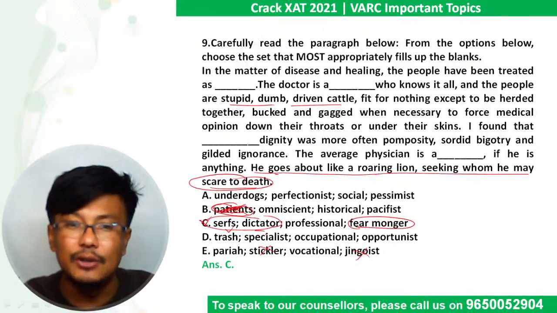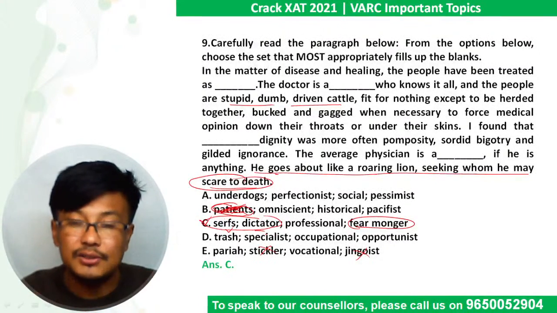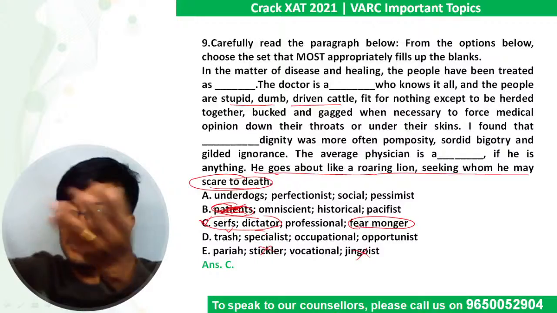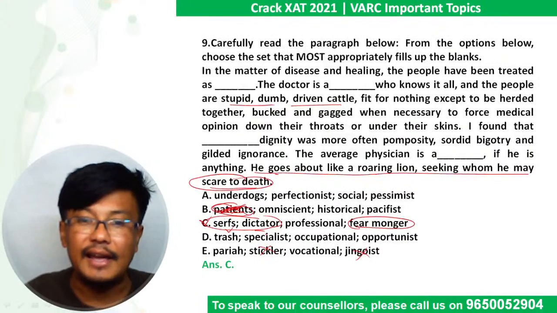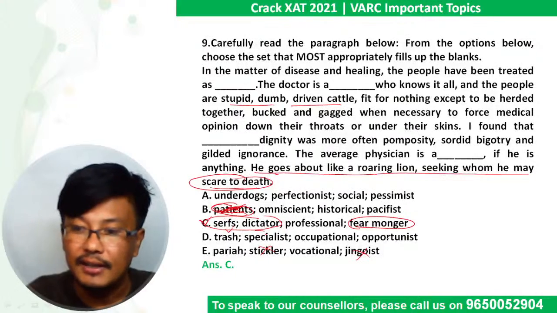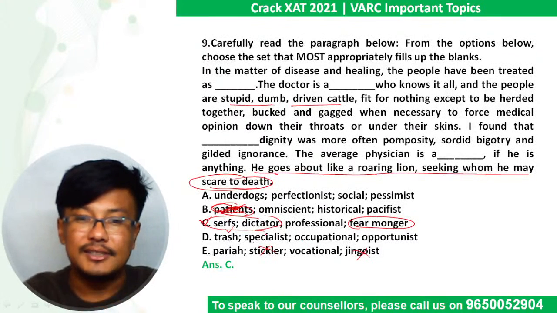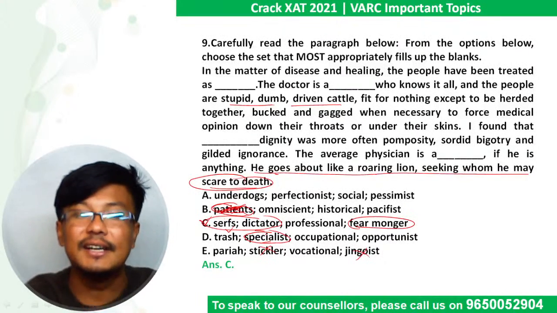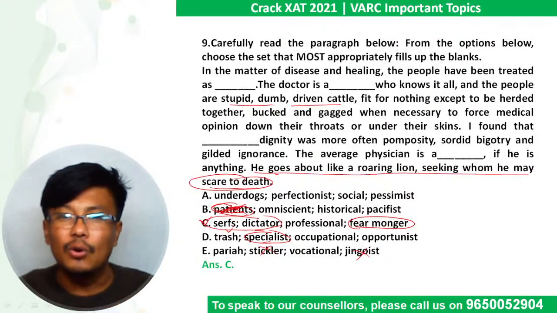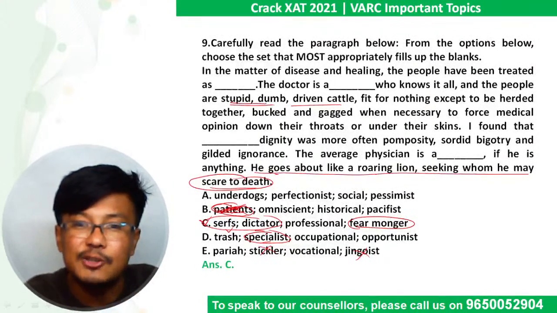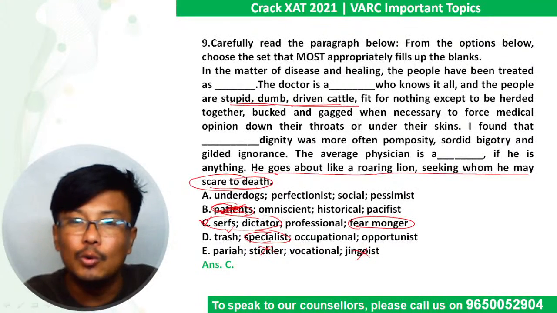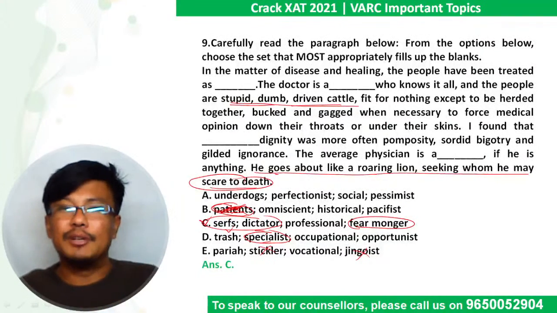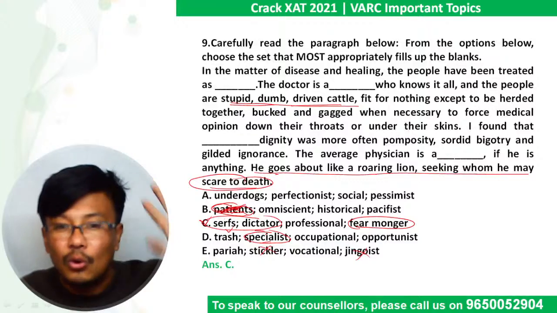Right. So use a word. Serf is like a slave. Who is a serf? A serf is a person who works, who is a farmer, who does not own the land. He works on the farm, but the farm belongs to somebody else. Okay? Right. And even in D, if you look at it, specialist, the doctor is a specialist who knows it all. Specialist is, at best, does it mean that he thinks very highly of himself? No. Look for opposites of words like stupid, dumb, driven cattle. So somebody who would be on the other end. The doctor is a person who controls everybody, right?